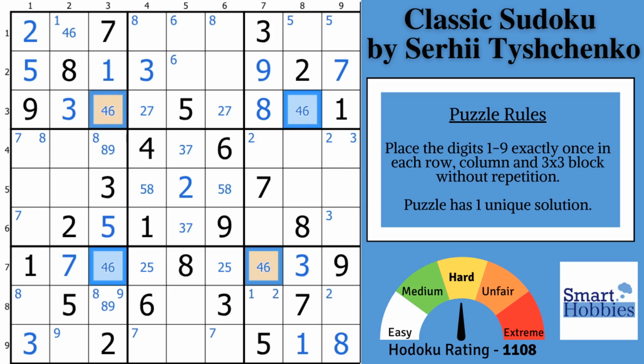Beautiful. Okay, so now you want to look at the impact here. So we found an advanced strategy. See how far you can go with it. If you get stuck, you want to look for another advanced strategy.